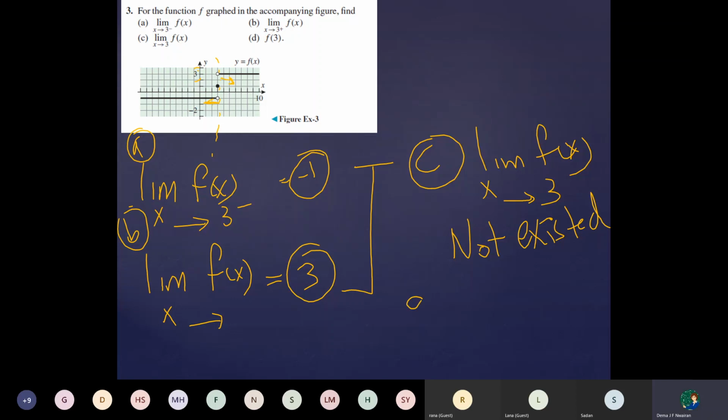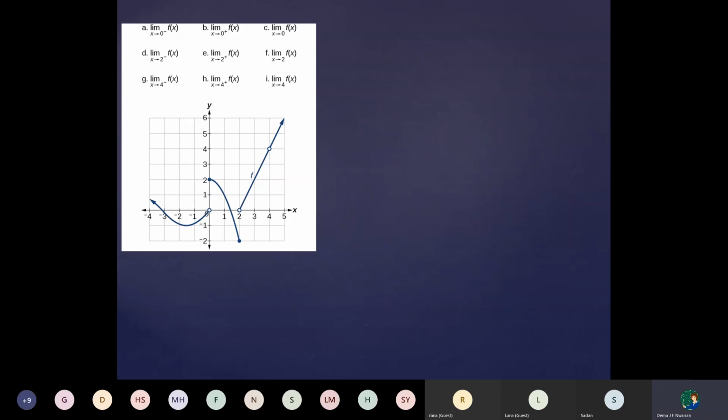Now, D. He asked me to find f at x exactly equal to 3. I will look at the colored point at x equal 3. The answer is, f of 3 equals 1. Now, here you have this graph. I want you to try to solve it for 1 or 2 minutes, then I will solve it with you.